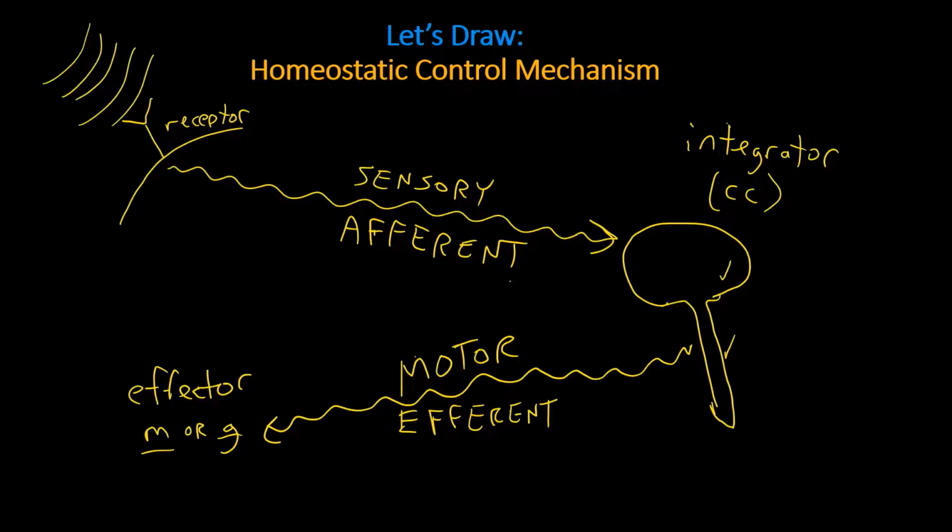So to sum it up real quick, a homeostatic control mechanism starts with the receptor, who picks up information and sends that information via sensory pathways or afferent pathways to an integrator or control center, like the brain or spinal cord. Here some sort of decision-making process is undergone and a decision is made, and that signal is sent out via motor pathways or efferent pathways to some sort of effector in your body, like a muscle or a gland, that will produce the effect that the integrator has sent.